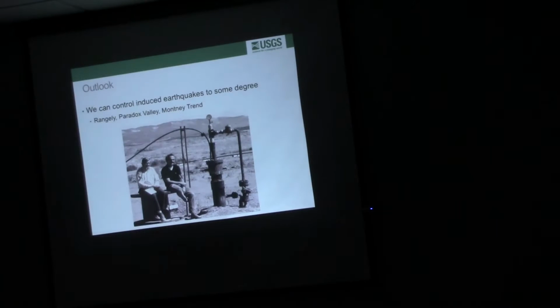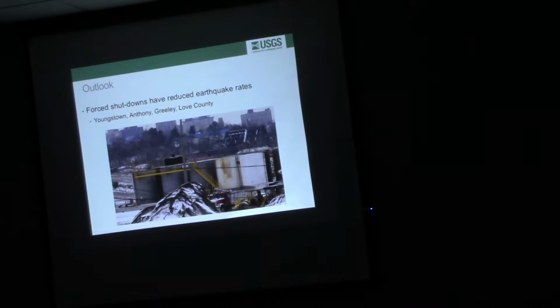So just to wrap up, what is our outlook? Certainly we can control induced earthquakes to some degree by varying the injection pressure. Just at 3 different sites, we've seen that we're able to increase and decrease the number of earthquakes based on the fluid pressure. We've seen that forcing a shutdown, terminating injection, has also reduced or even terminated earthquake readings. But this is not a silver bullet, as we saw in the Rocky Mountain Arsenal, where the largest earthquake actually happened over a year after injection terminated.